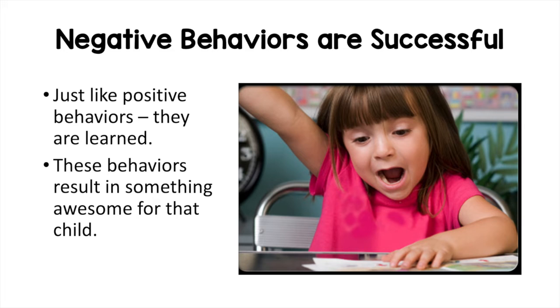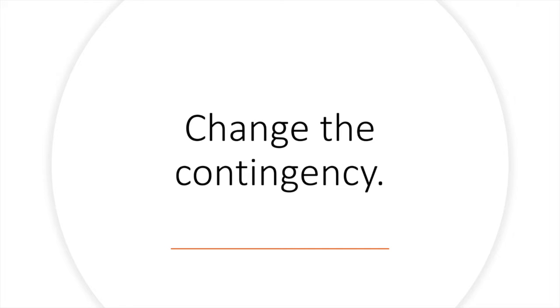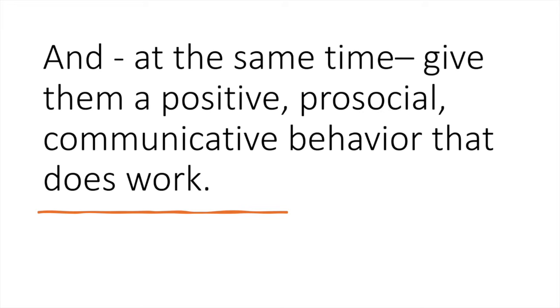Now, guys, negative behaviors are successful. Just like positive behaviors, they're learned. And these behaviors right now are resulting in something awesome for that child. We want to change that contingency. We want to make it so the negative behavior doesn't work and a positive behavior does. So think about that. Make it so the negative behavior no longer works or no longer works as well. And at the very same time, give them a positive, pro-social, communicative behavior that does work.